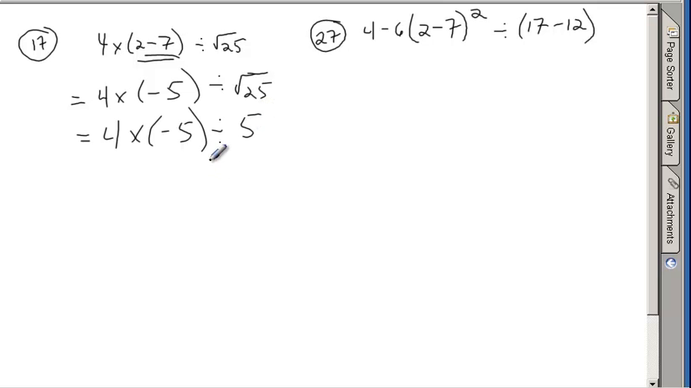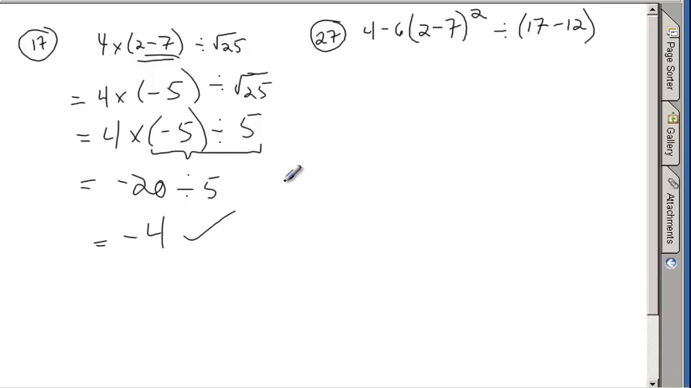Okay, so now I got just multiplication and division left, which are essentially the same thing. They can be done left to right now. So you can do 4 times negative 5, which is negative 20, and then divide by 5, and finally you get negative 4. Okay, really, like I said, multiplication and division are the same thing. If you do this first, you still get the same answer. You could have done that first. That would be negative 1, and then 4 times negative 1, negative 4.